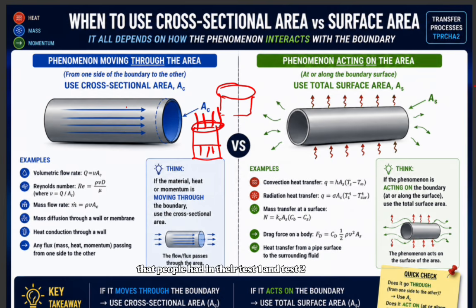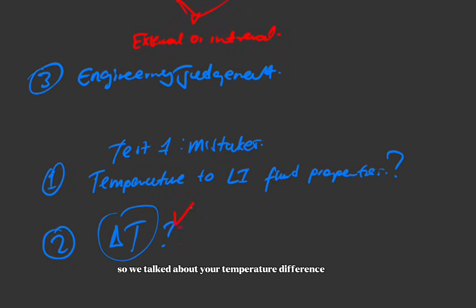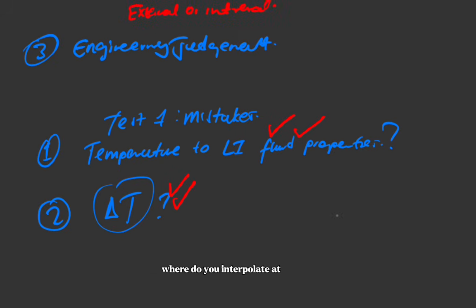So these are just some of the issues that people had in their test 1 and test 2. So I think by doing that, we would have covered that. We talked about the temperature difference that you use, as well as the temperatures of the fluid, to say where you interpolate, and as well as areas: cross-sectional area, and area which is your surface area. We said that whatever you do here is linked to an engineering judgment.